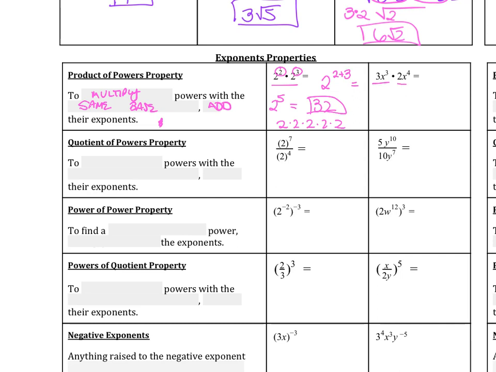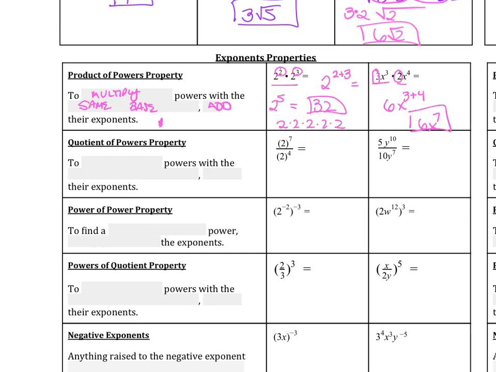So here we have this example. We have 3x cubed times 2x to the 4th. So we can multiply the coefficients. So 3 times 2 is 6. And then we add the exponents. So this becomes 6x to the 7th power.